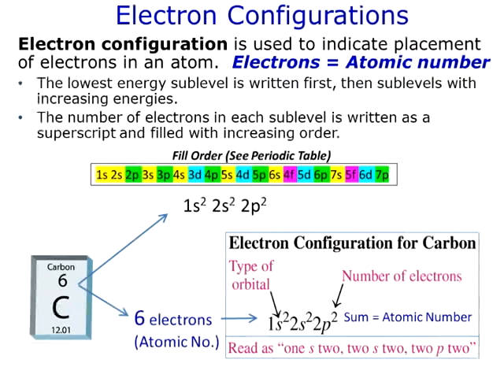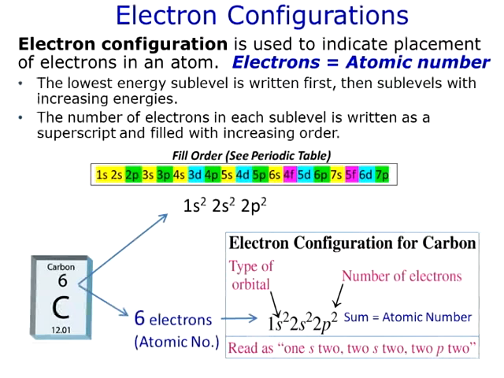However, we only need 2 more electrons in the p orbital to account for carbon. Therefore, it's 2p2. So, we have 6 electrons according to the atomic number. We have 1, which gives us the period that we start in.